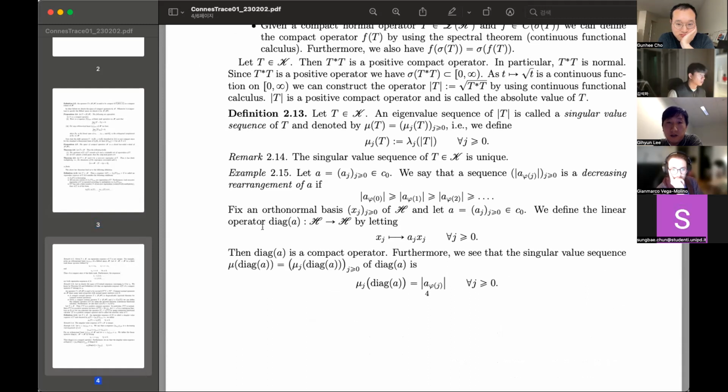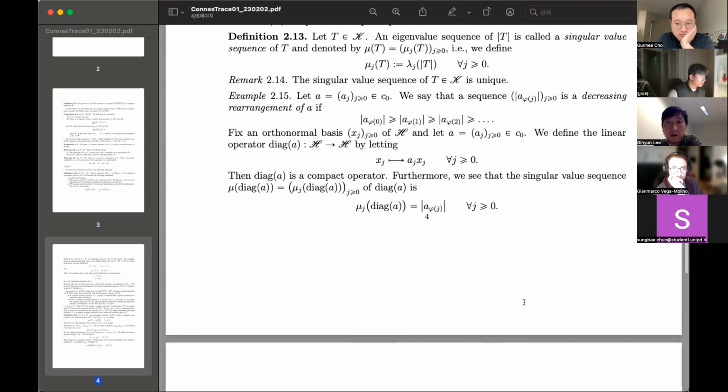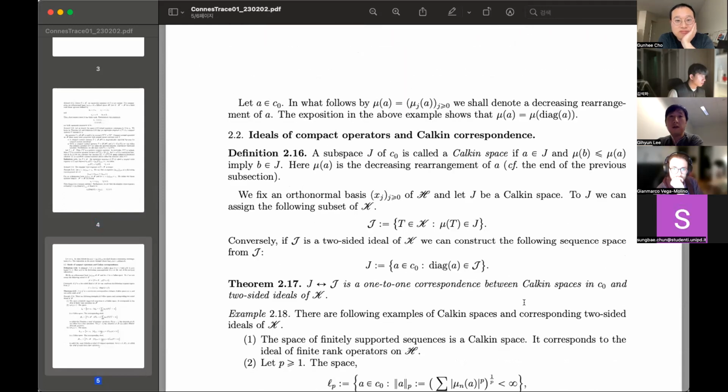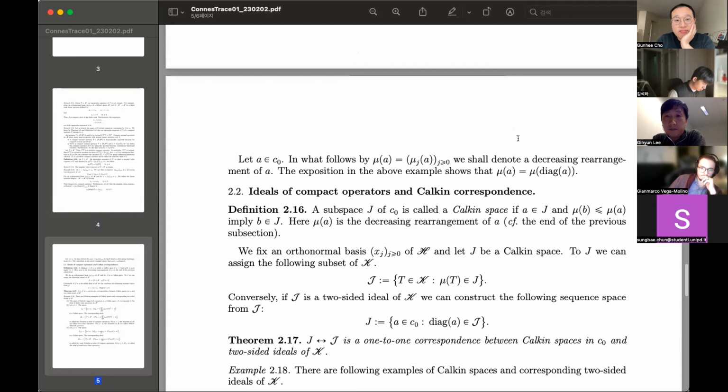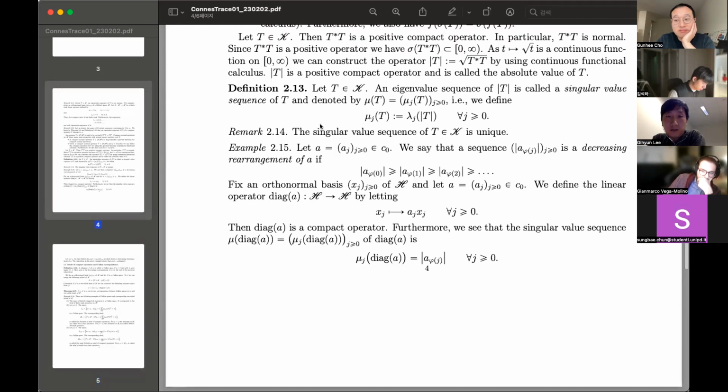Okay, and let me skip this example because I think it's not important for today. Okay, so right, so now we have the notion of the singular value sequence of the given compact operator. Okay, so I think I need at least to explain the notion of the decreasing rearrangement.